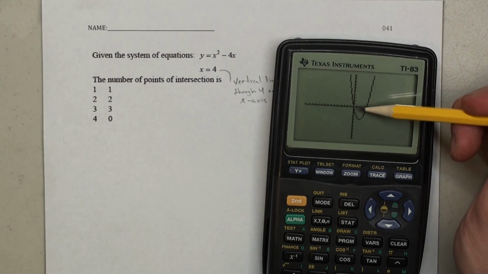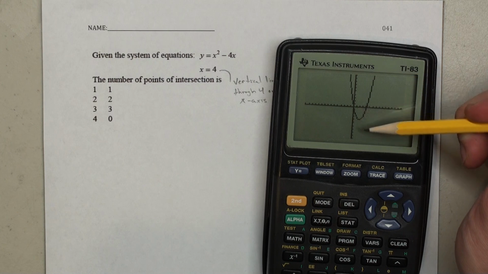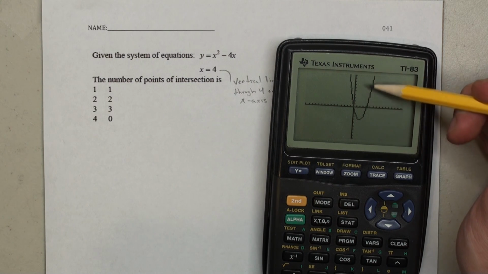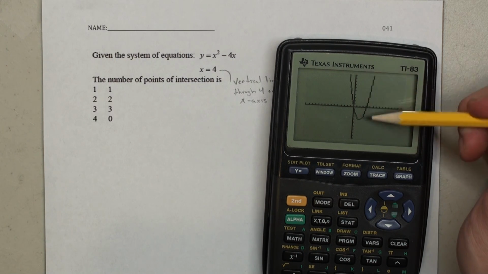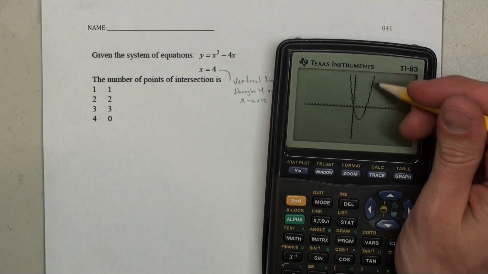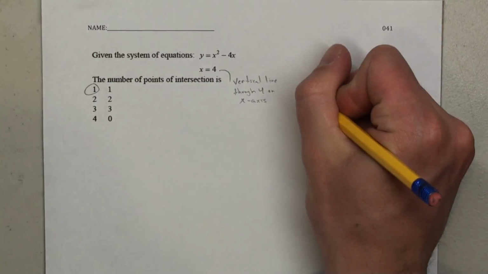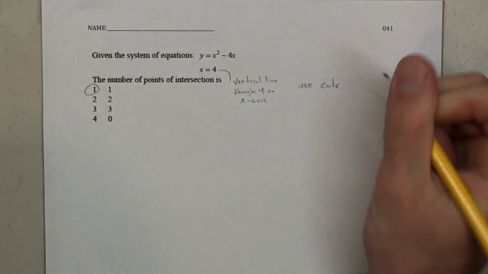So if you have a vertical line going through 4, right, it's going to be going right through the graph at one point. Okay? And all it wants to know is the number of points of intersection. So it's only going to cross that parabola at one point. So the answer is 1. So use calc.